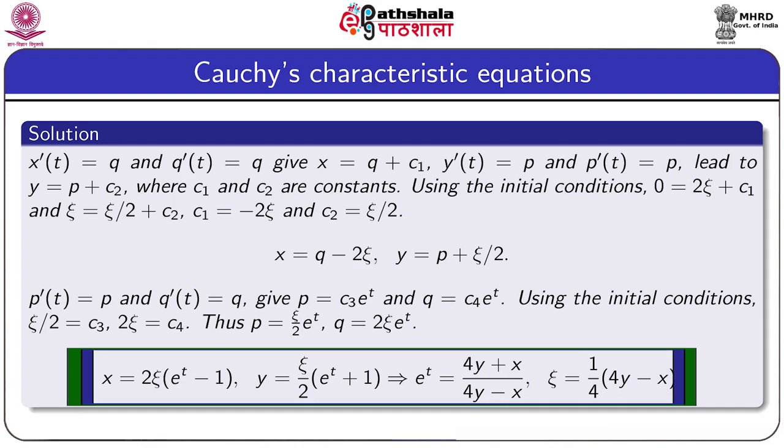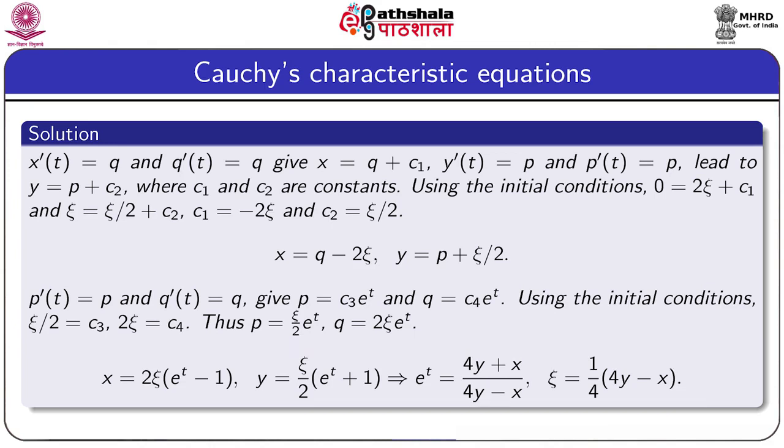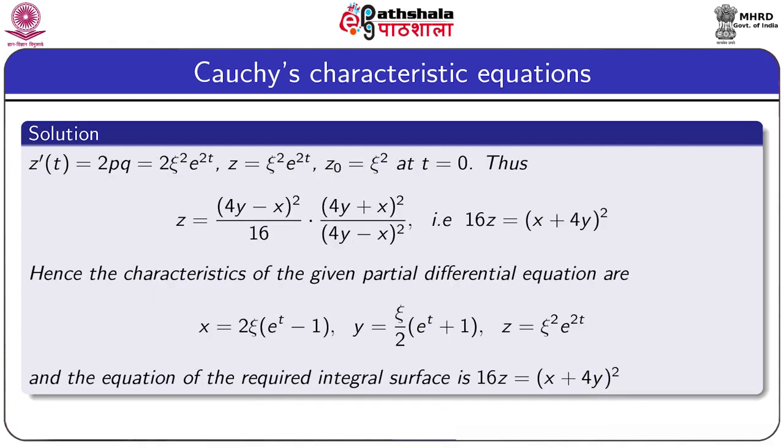So, we get x as some function of t and zeta, y is also some function of t and zeta. From these two equations we can find the value of e to the power t, which is written here, and the value of zeta, which is some function of x and y, which is also written here. But we need to apply the differential equation for z, which is z dash t equals 2pq. If you substitute the values of p and q, and after integrating, we get z equals zeta square e to the power 2t, where we have used the initial condition z0 equals zeta square at t equals 0.